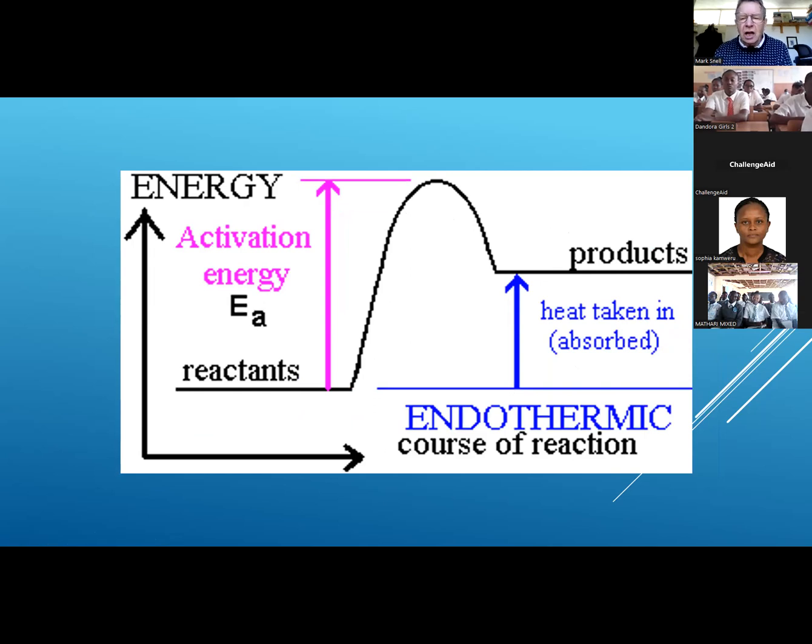In endothermic, it's the other way up. So the reactants are lower than the products, but we still have energy of activation. The energy of activation now is bigger, and when it goes down the other side, it only goes down a small amount, and therefore the energy change, the enthalpy change, is from the reactants up to the products. That's the heat taken in or absorbed.